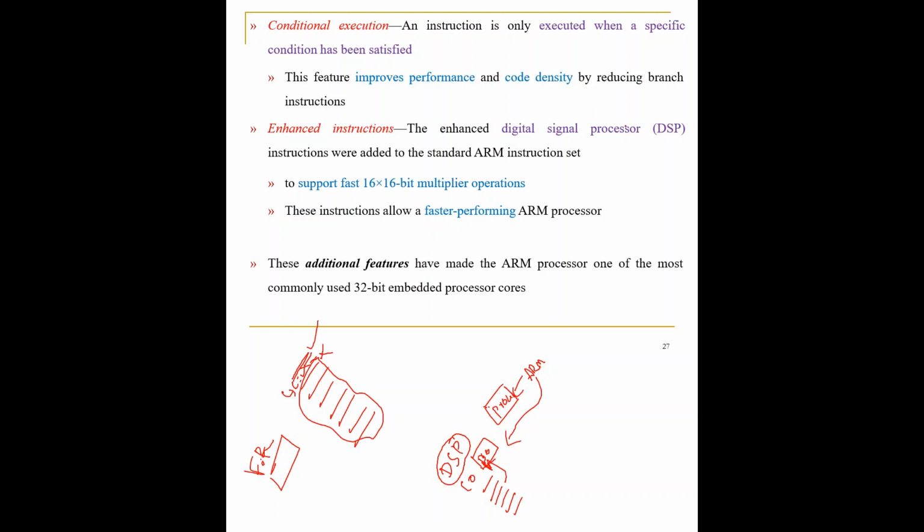The enhanced digital signal processor instructions were added to the standard ARM instruction set. So this already has got 20,000 instructions. In addition to that, I have added some instructions which will make the coprocessor work very efficiently. These additional features have made ARM one of the most commonly used 32-bit embedded processor cores.